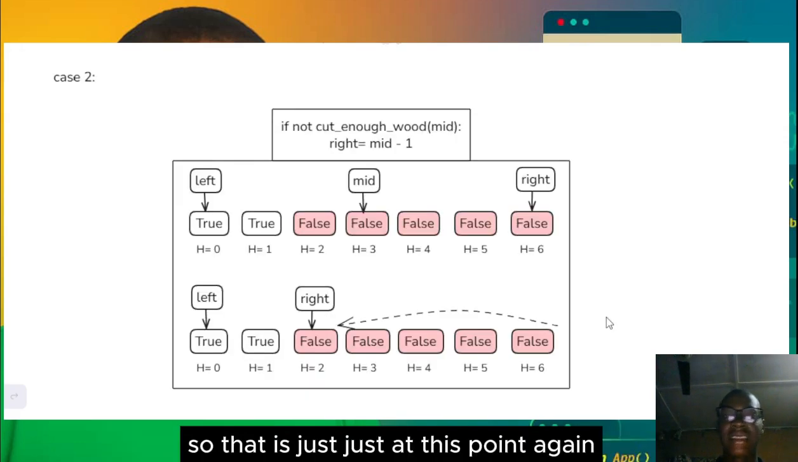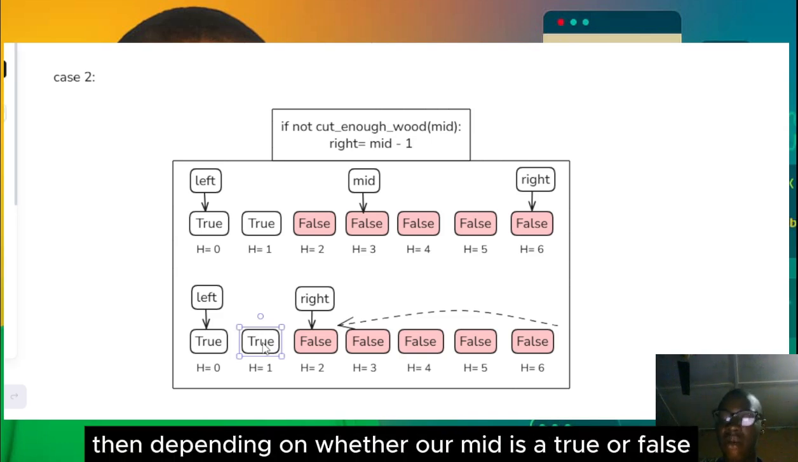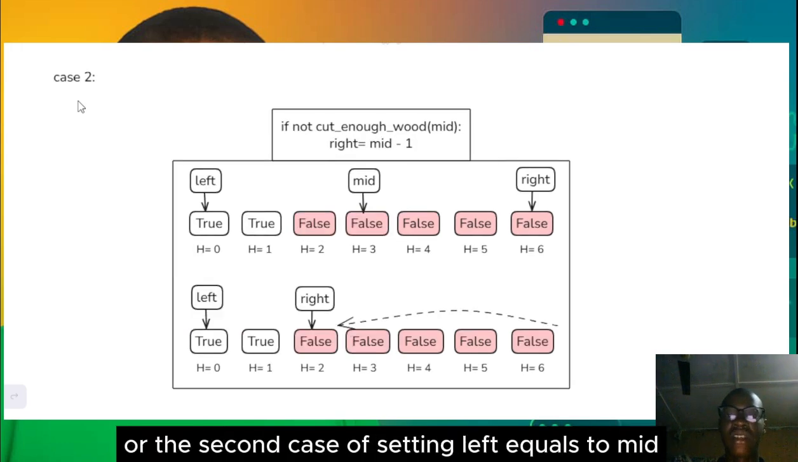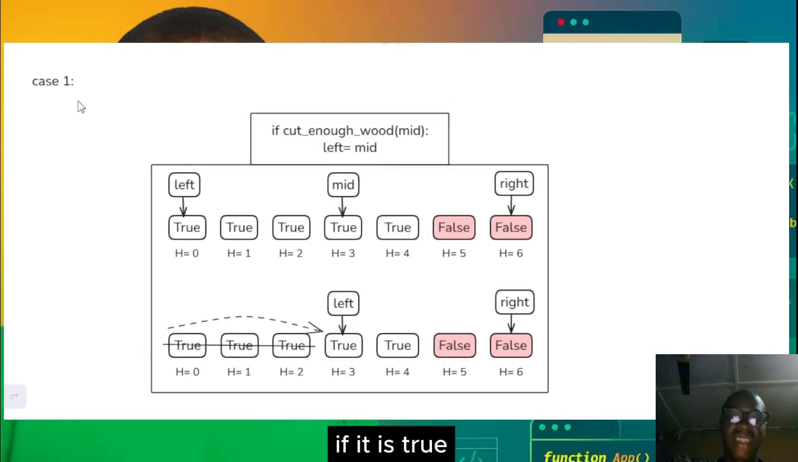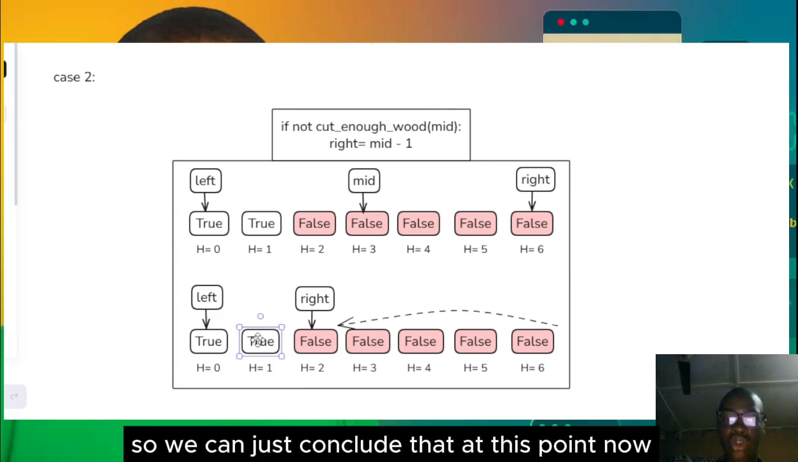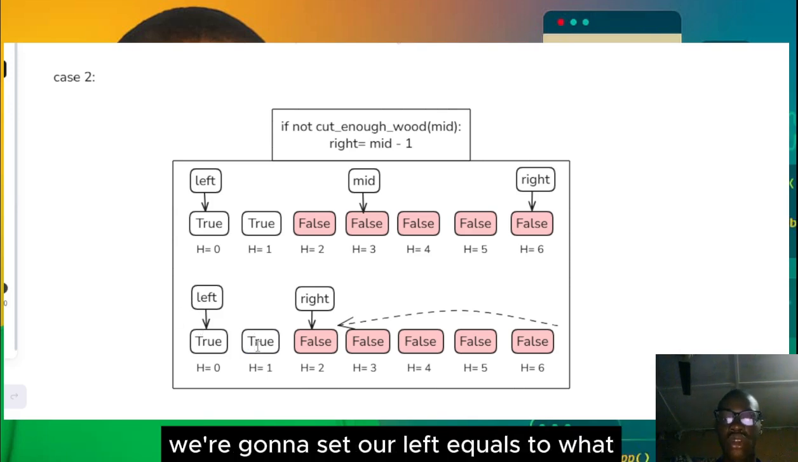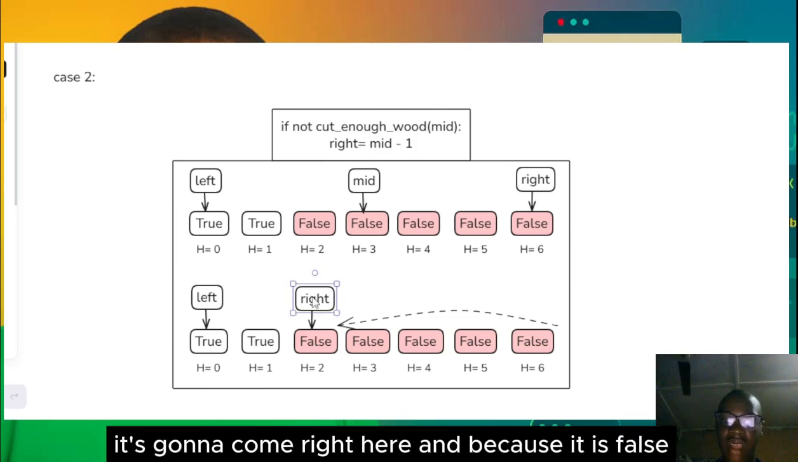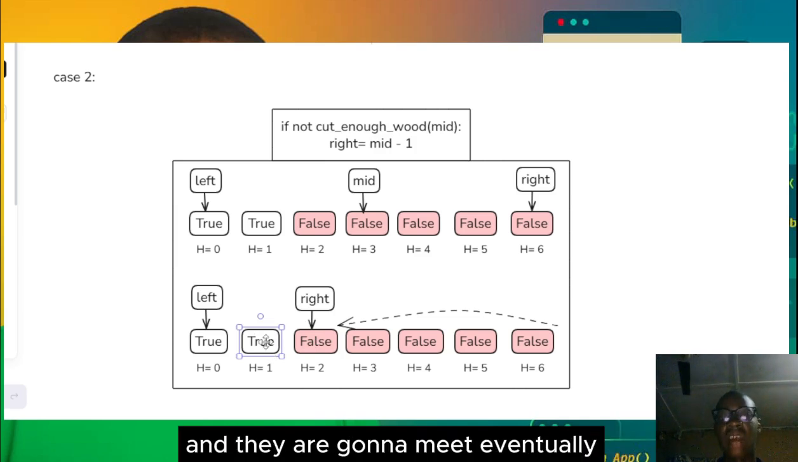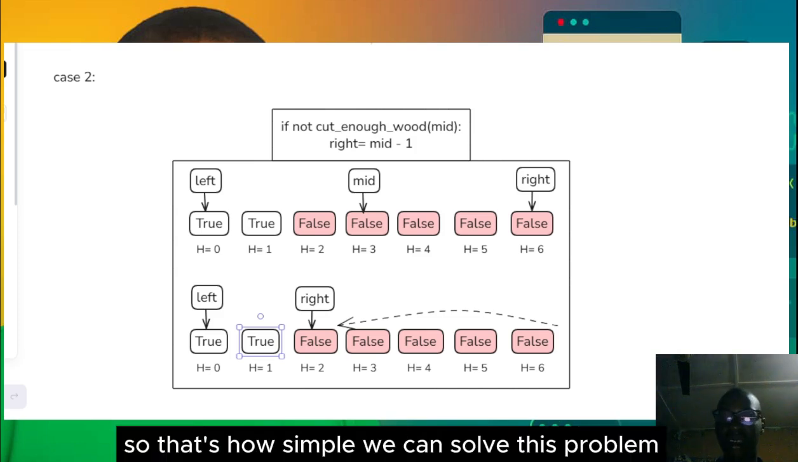So at this point again, we are going to find our mid. Then depending on whether our mid is true or false, we are going to follow the first case or the second case, setting left equals to mid if it is true, or setting right equals to mid minus 1 if it is false. So we can just conclude that at this point now, mid is going to come here, and when it comes here it is true, so we are going to set our left equals to what? Mid. And then we are going to find the mid again, it's going to come right here, and because it is false, we are going to set our right equals to mid minus 1, and they are going to meet eventually, and we are just going to return h equals to 1 to be the answer. So that's how simple we can solve this problem.